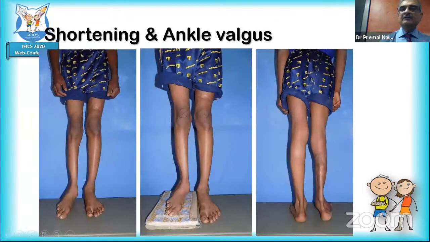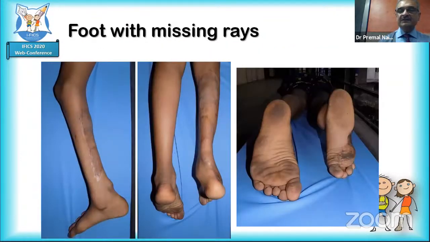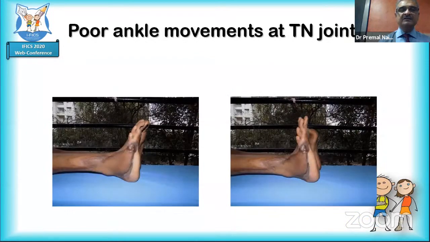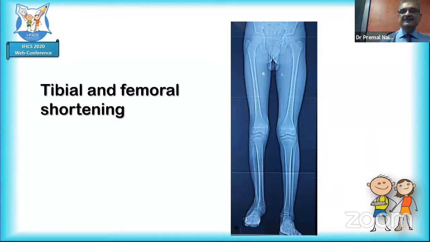So this child presented to me like this 10 years down the line. Dr. Tejun Cho, how would you proceed from here? Now, I think 10 years down the line, the child is about 15 years, with hardly much growth left. This is his clinical picture, and some more clinical pictures. This is poor ankle movement. Basically, he's moving somewhere at the talonavicular joint. And this is his scanogram. So this is basically femoral as well as tibial shortening.